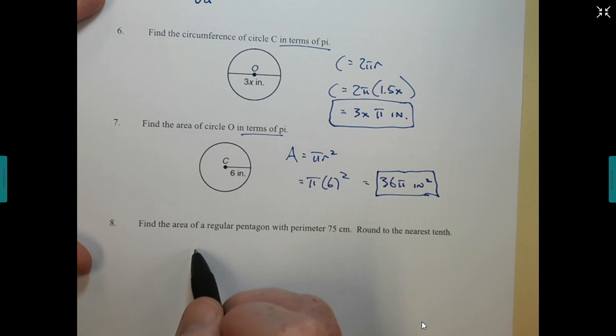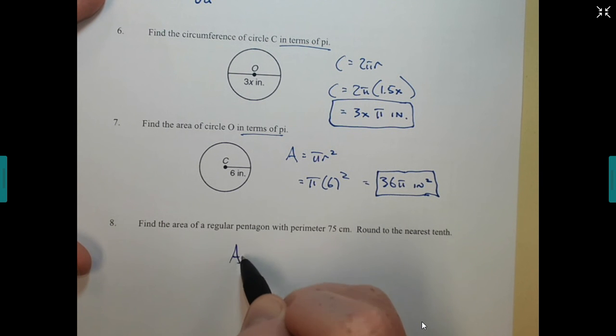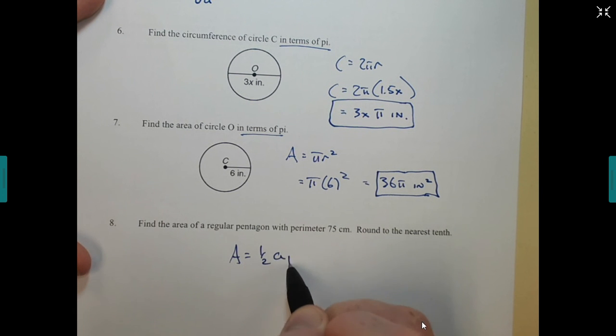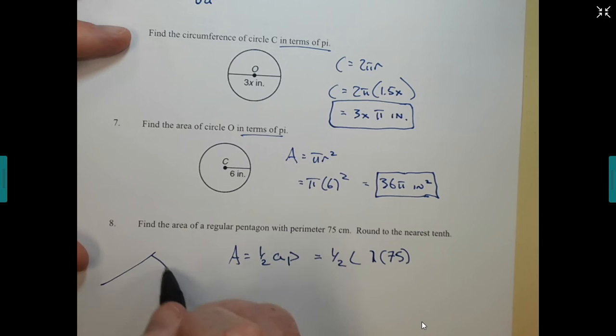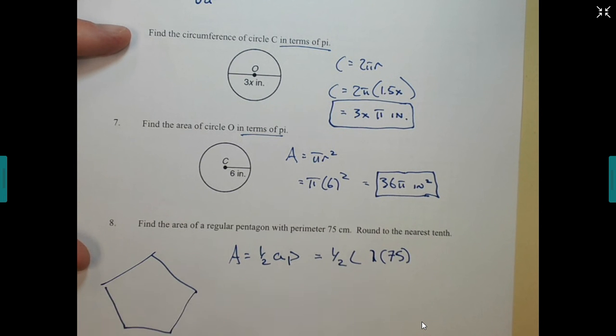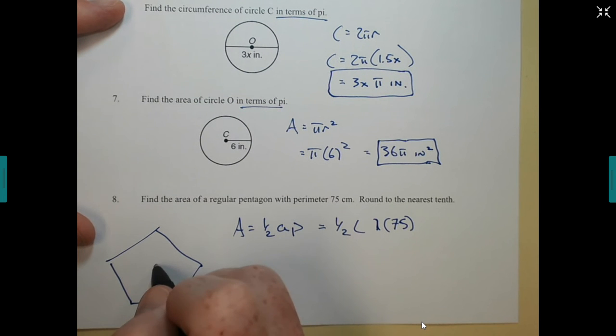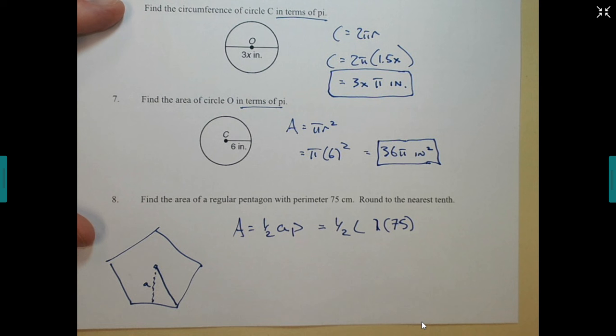Regular pentagon. I know I'm going to be doing 1/2 apothem times perimeter. The good news is they already gave me the perimeter is 75 centimeters. I need to find the apothem. So just realize inside of a pentagon, the key to these problems, here's the apothem. There's the radius. This right triangle is the key.